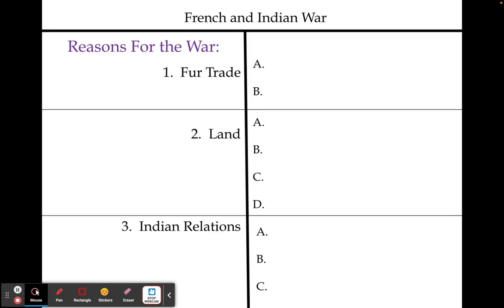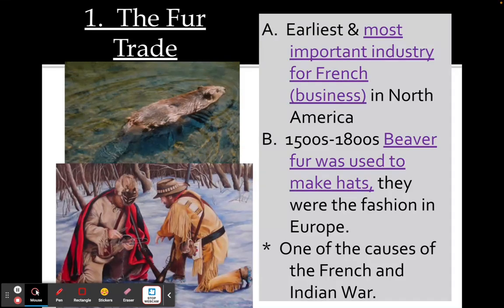So we're going to look at 3 separate reasons for the war. So on your guided reading notes, you're going to tell me how the fur trade caused the war, how fights over land caused the war, and then how Indian relations also led to war.